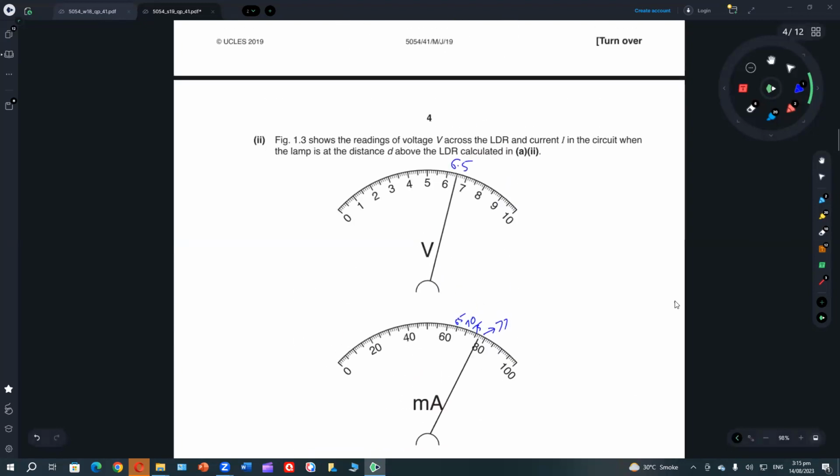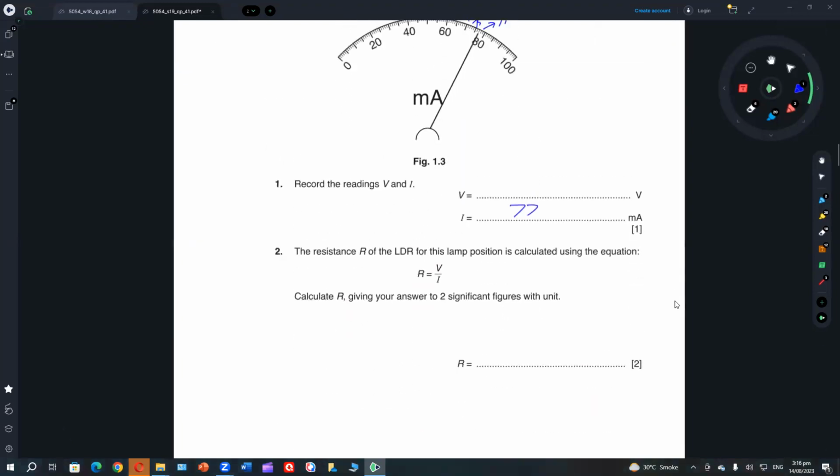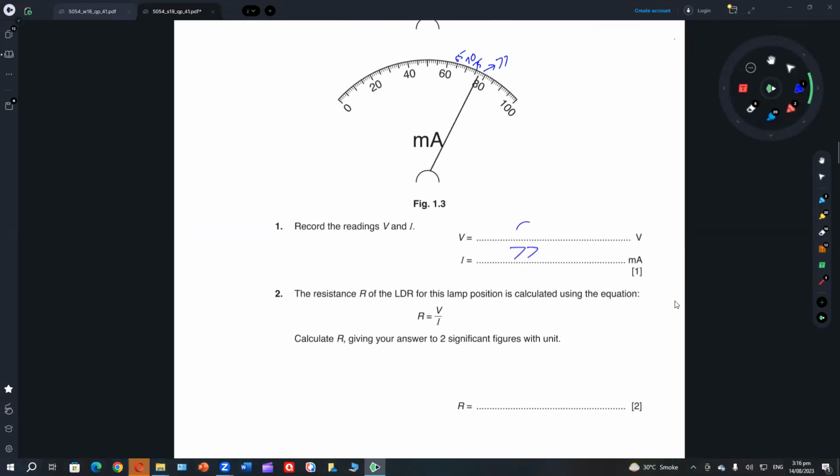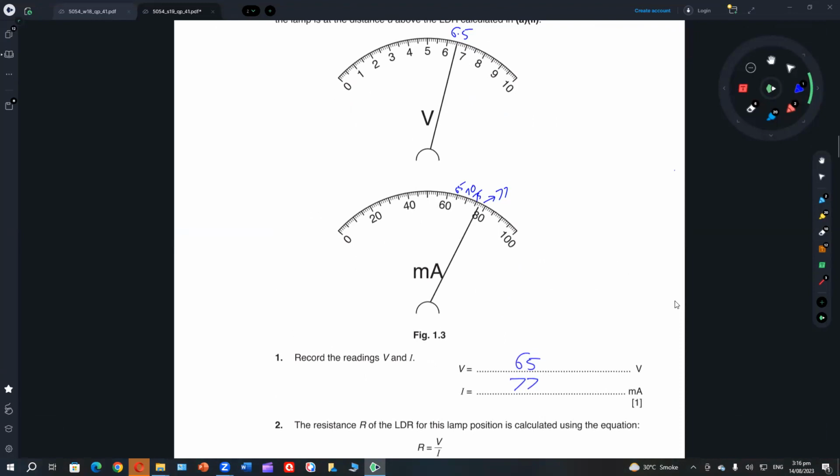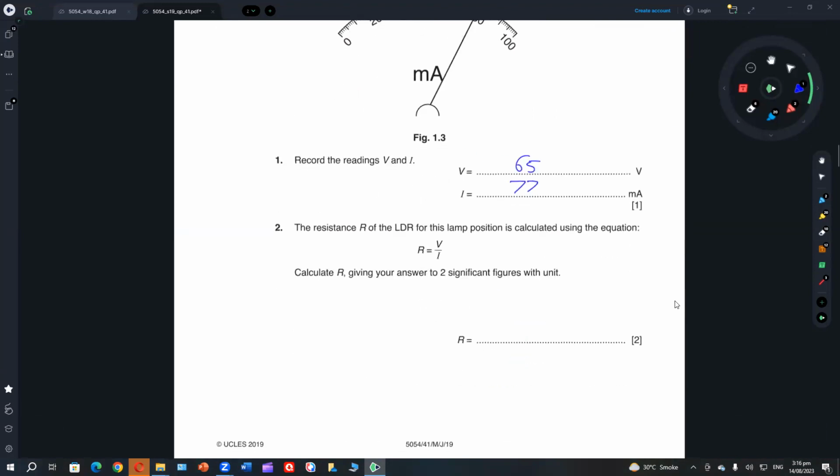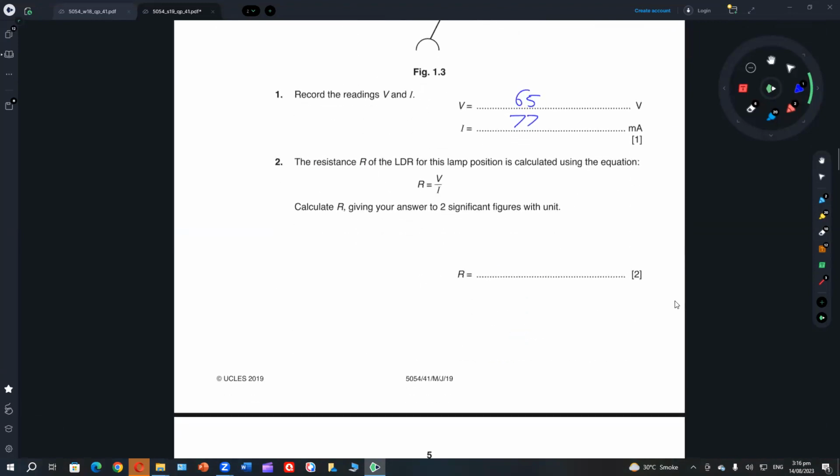The voltage is 6.5. Okay. Are you sure in the marking scheme it's 82? You are saying 84. But I think it's 77, but in the mark scheme it says 84. Okay, I will check also, but presently it's fine for me. Okay. The resistance of the LDR for this lamp position is calculated using the equation. Calculate R.